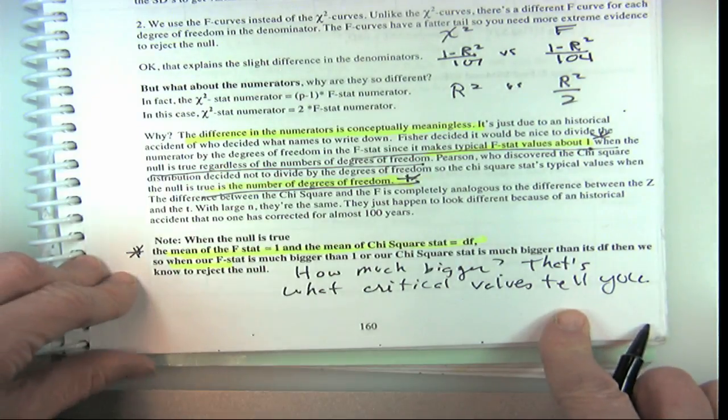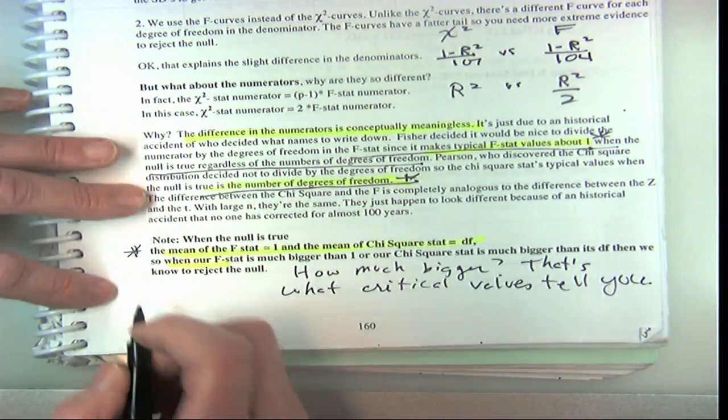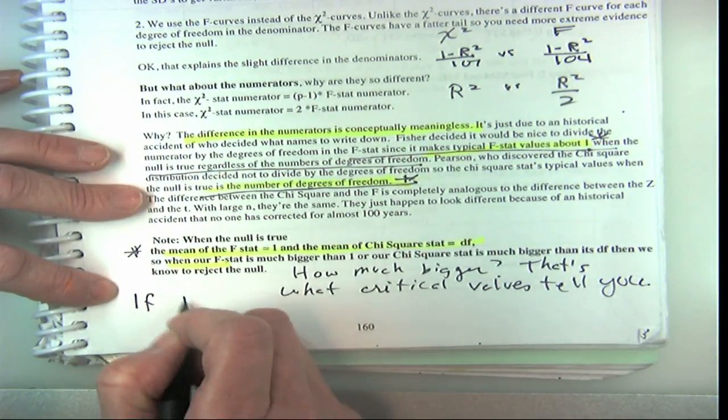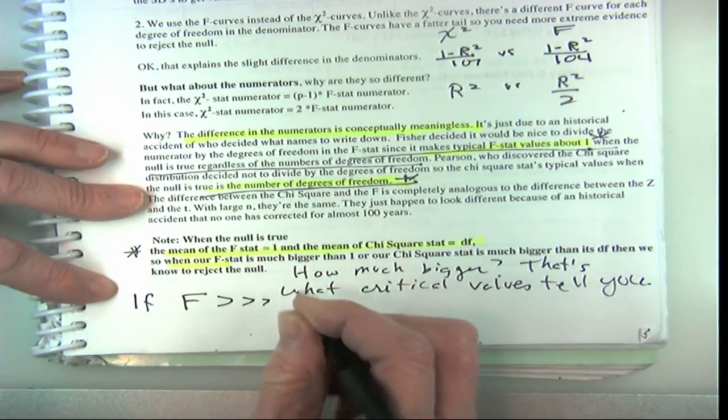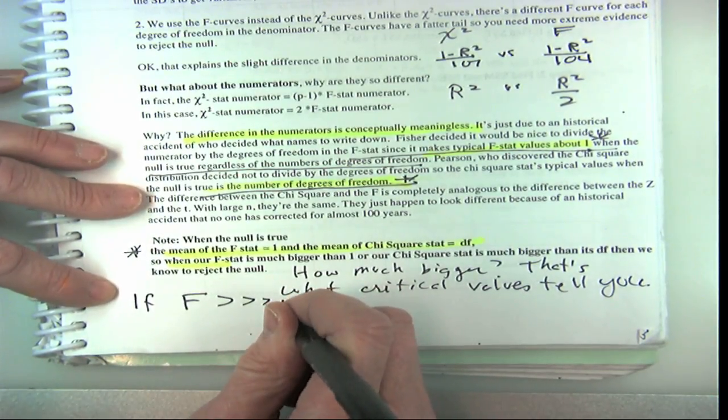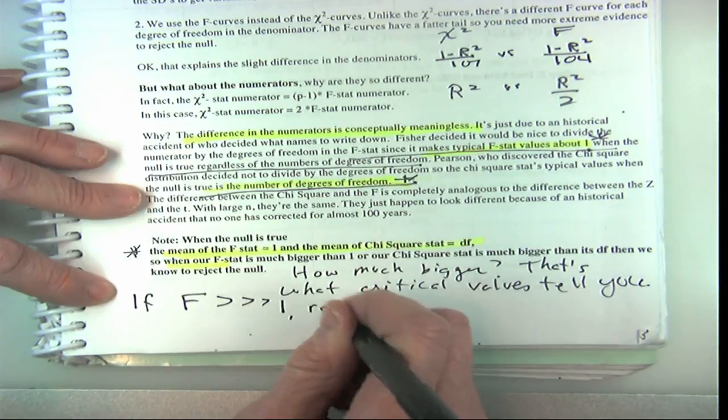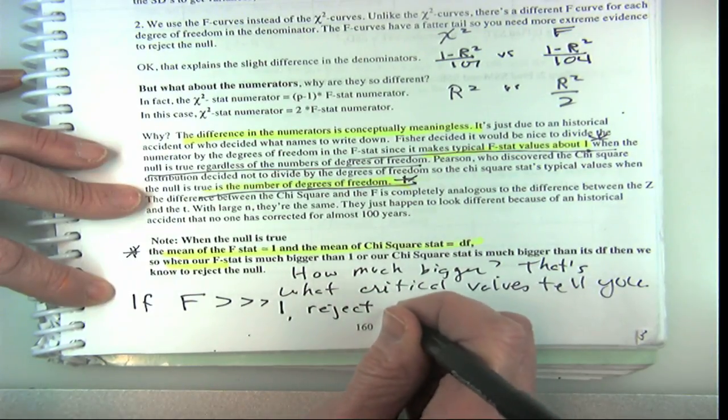I'm going to write it down because it's such a useful thing to think about. So if F is much, much bigger, like it was, 66 and 1, you know to reject the null. You know the p-value is tiny.